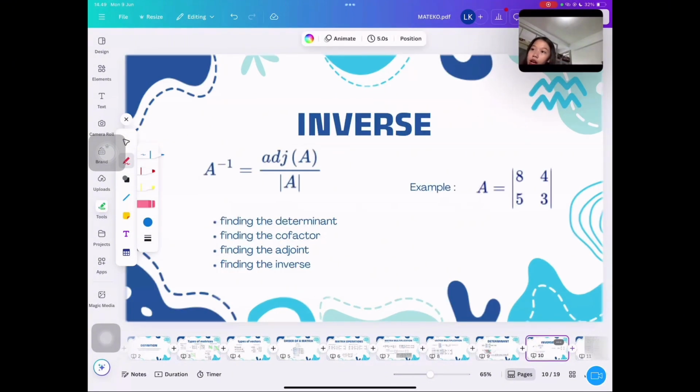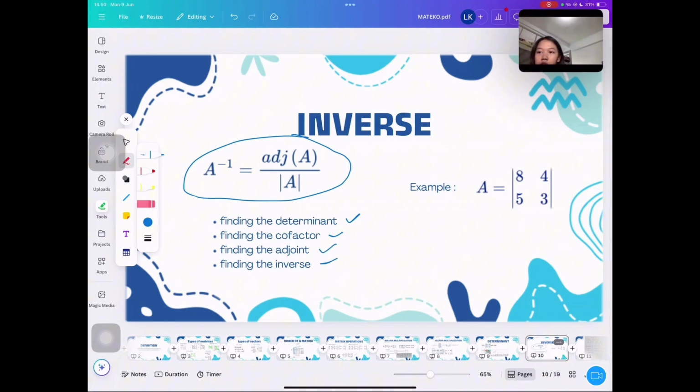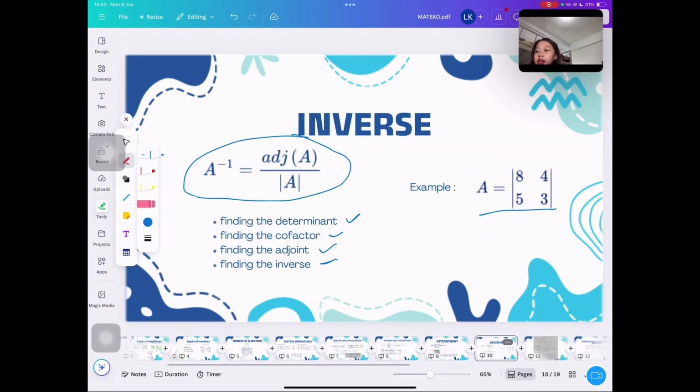And then the next material is inverse. This is the formula for inverse. To find the inverse of a matrix, first we need to calculate the determinant, finding the cofactor, finding the adjoint, and finding the inverse. For example, we have matrix A, 8, 4, 5, and 3. And here is the answer.